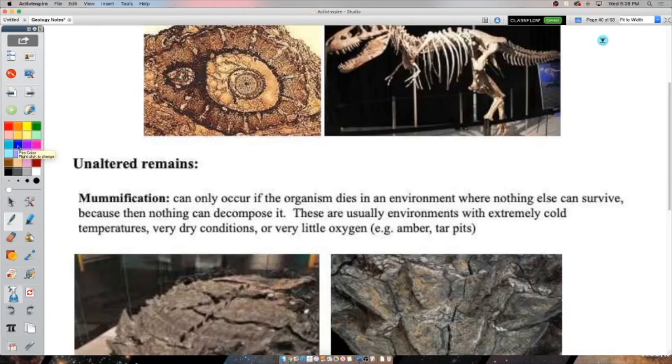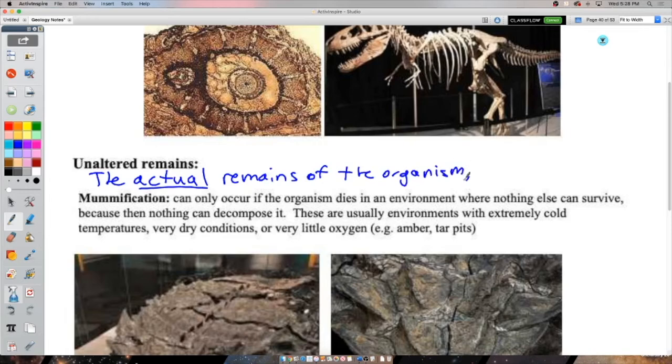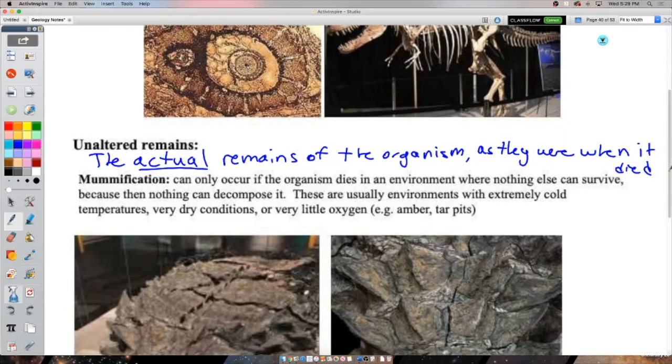Okay. Unaltered remains are pretty cool, pretty rare because it's hard to keep things intact for this long, but they do exist. Okay. So the actual cells of the organism as it was when it died, however many millions of years ago. So unaltered remains, there's really kind of only one way to get it. There's different ways you can get mummified. However, we kind of call all of the ways to get unaltered remains, for the most part, mummification. Okay.